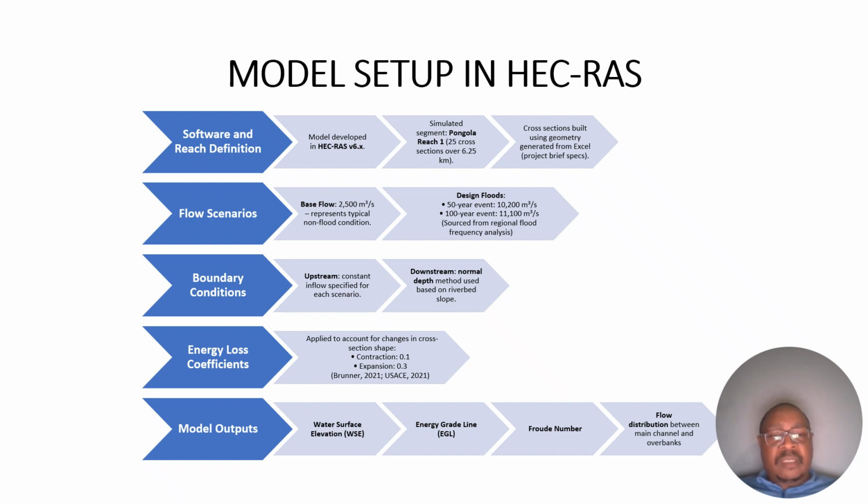And in the boundary conditions, I've looked at the upstream and also the downstream on the normal depth of the riverbed slope. And then on the energy losses, the coefficients applied to account for change in the cross sections. These are the figures that's been used, and then the model output. The model output will focus on the water surface, the energy grade line, the Froude number, and also the flow distribution between the main channels and the overbanks.